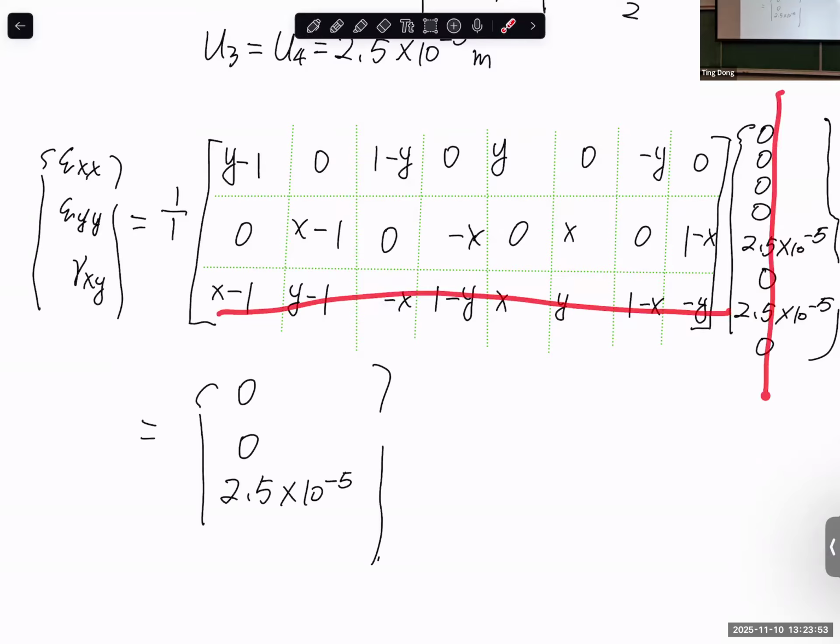You can check this one. The x and negative x cancel out, and in the end you get 1. So this is the strain, and strain converts to stress. Check the axial node for the CST element, it is exactly the same. Any question?